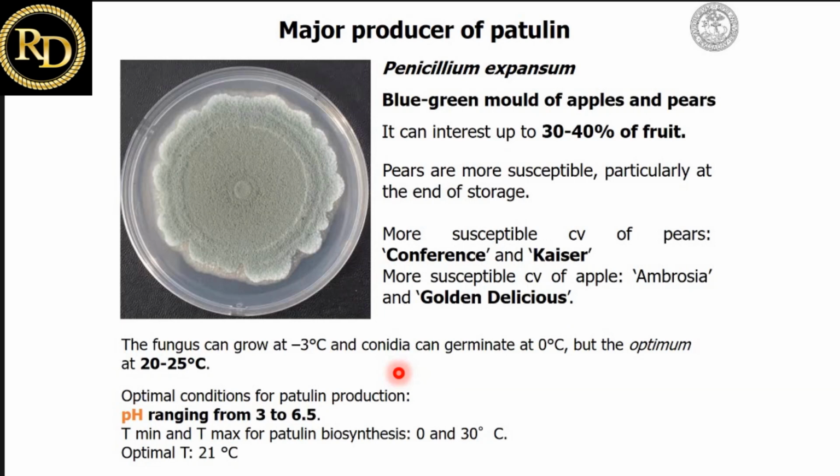On apple and pear varieties which are more susceptible, up to 30–40% of the fruits can be affected. In particular, the most susceptible varieties are Conference and Kaiser, in the case of pears, and Ambrosia and Golden Delicious in the case of apple. Also, this fungus can grow down to -3 degrees, so very low temperature, even below 0.